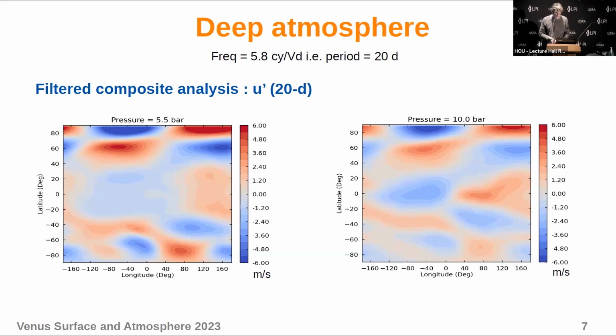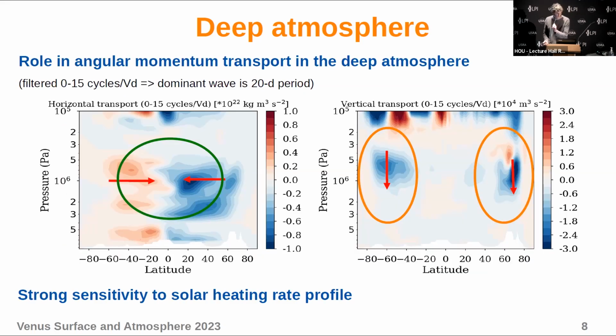We need to do additional work to investigate these structures, which are again less easily analyzed than in the previous version of the GCM, where we had very clear signals of these inertial gravity waves. I will mention here the angular momentum transport.